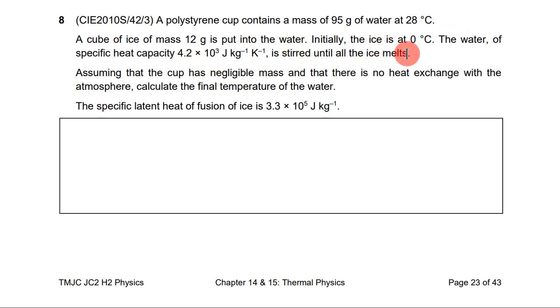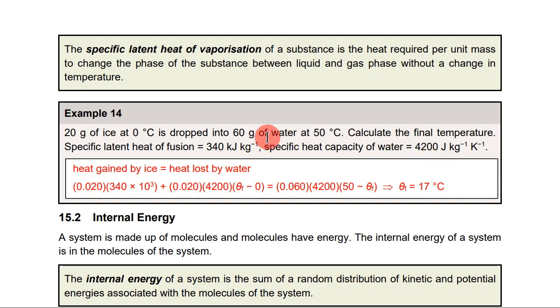the ice melts. And they want us to calculate the final temperature of the water, because the warm water will lose heat to the cold ice. The ice will melt, and then the melted water temperature will rise until all of them, the mixture, will reach a final temperature. This is very similar to example 14 in our lecture notes.